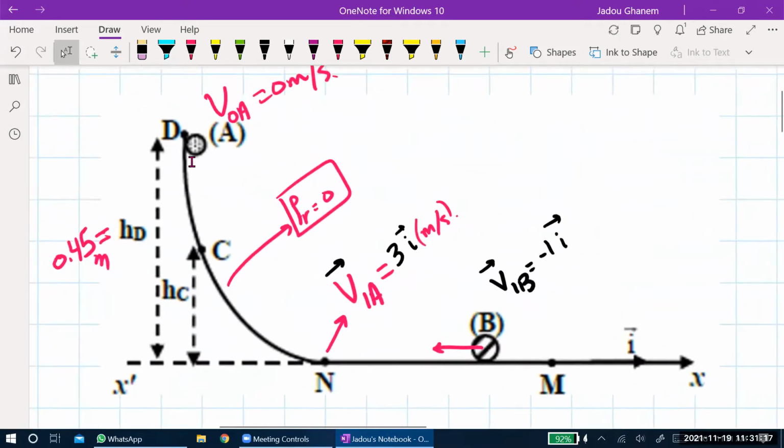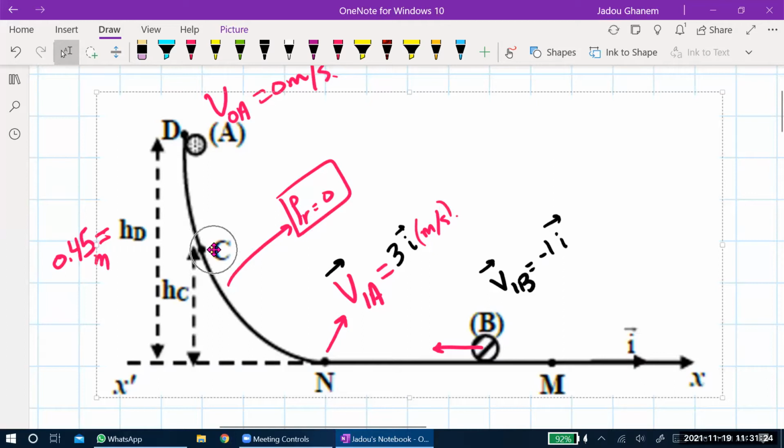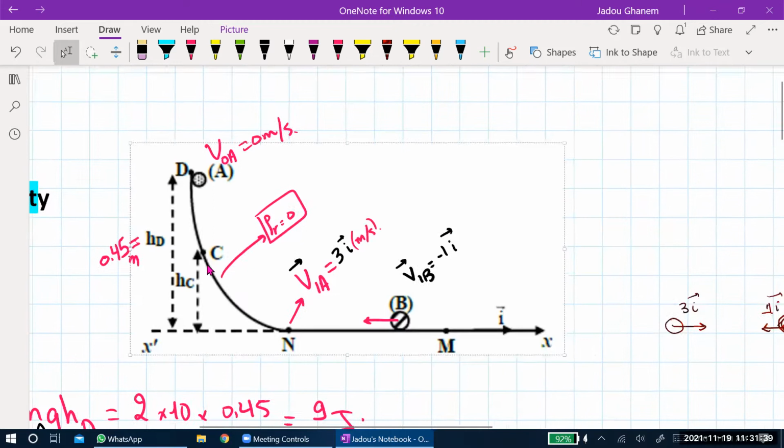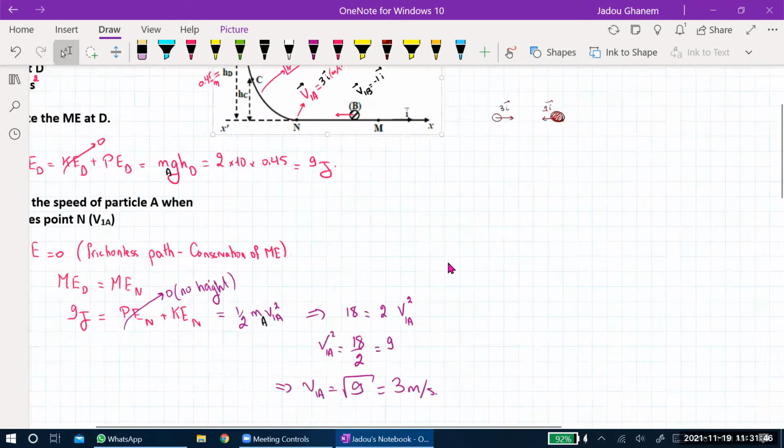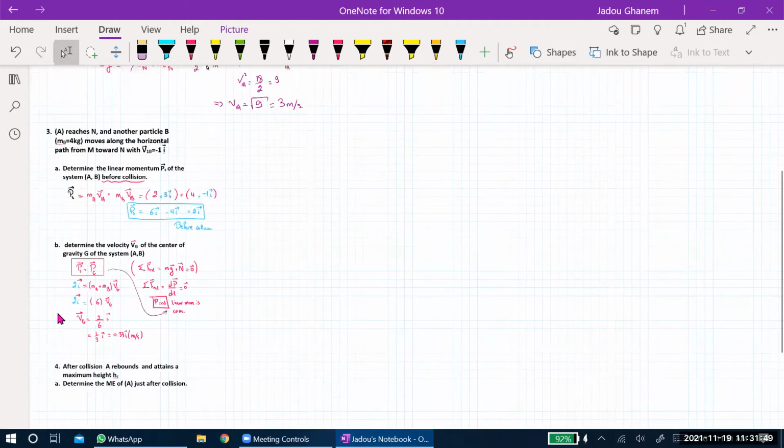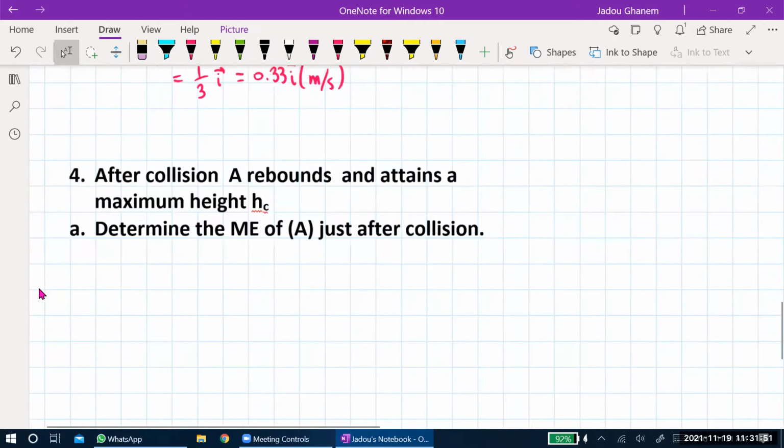They said that after collision between A and B, particle A rebounds back, reaching point C with the highest height attained during this path. So at point C, we can just say that the speed of this particle is 0 right now. It's the highest point. The question they asked, what is the mechanical energy of this particle at point C? How can we calculate the mechanical energy at point C? Is there any idea? Do you have an idea about that? No friction, mechanical energy is conserved.